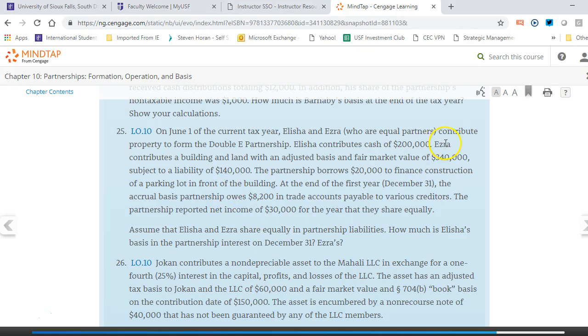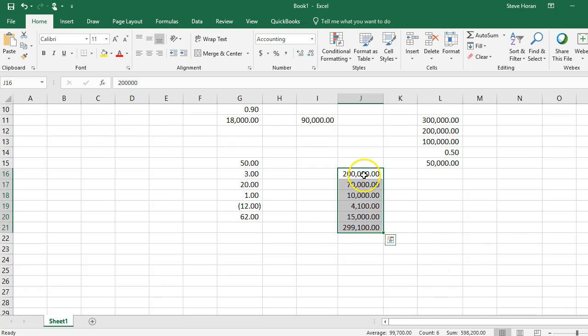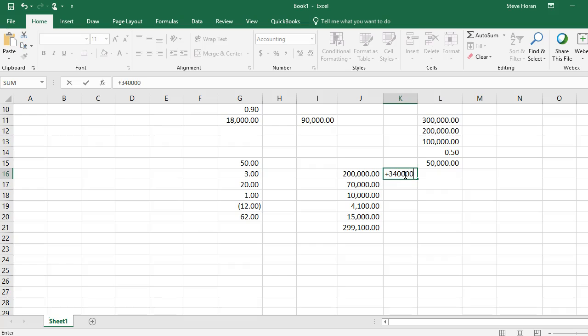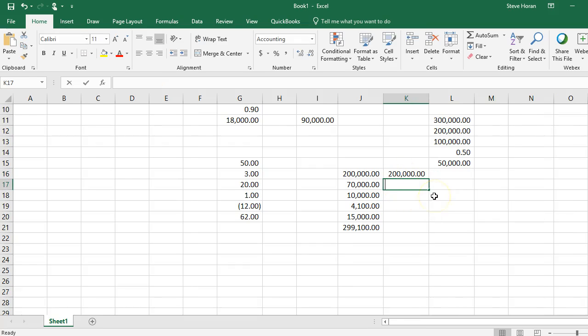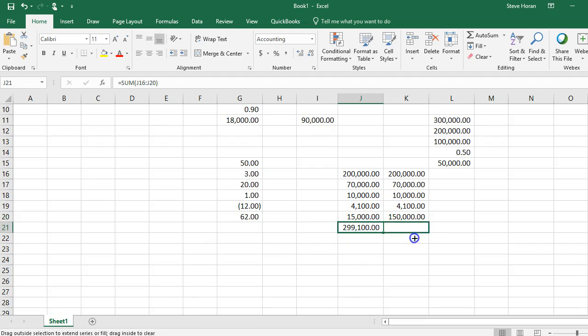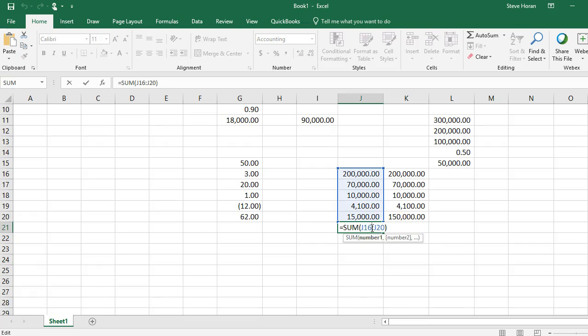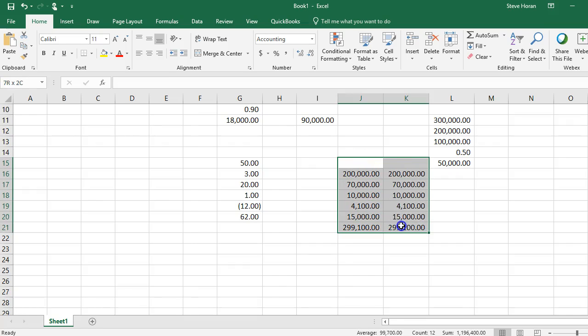So Ezra, remember what Ezra did. Building and land, fair market value of 340, the liability of 140. And the key here is it's exactly the same. The only difference is this was cash, and then for Ezra it was really 340 minus the 140 to get down to 200 again. And then you get half the debt, half the parking lot. I'm not rounding, I should be typing in the full amount. So 70, 10, 4,100, then half of the income of 15. And they have the exact same answer, except I typed in one too many zeros. There we go, now I got it right. So Alicia and Ezra, they're the same.